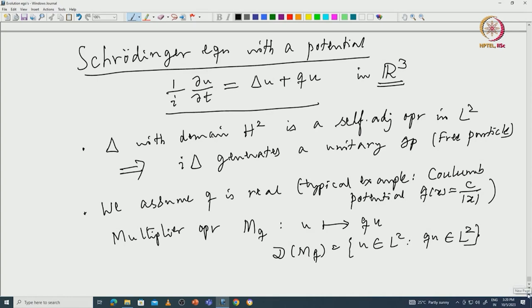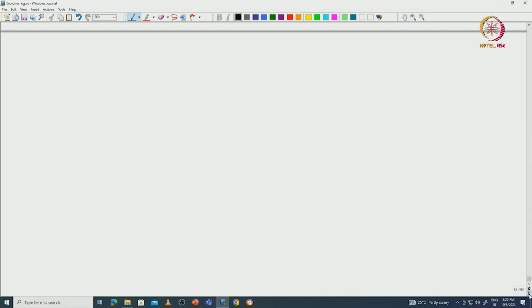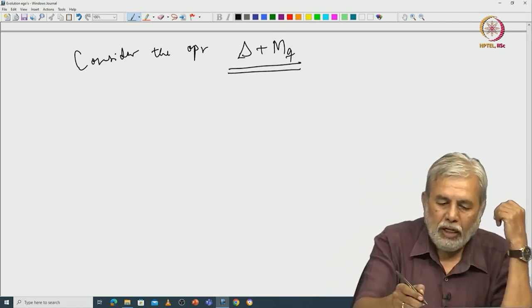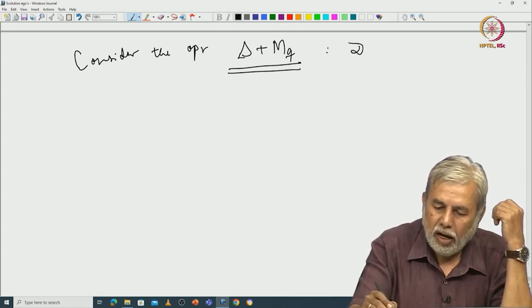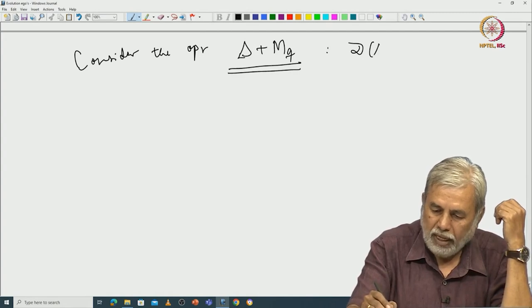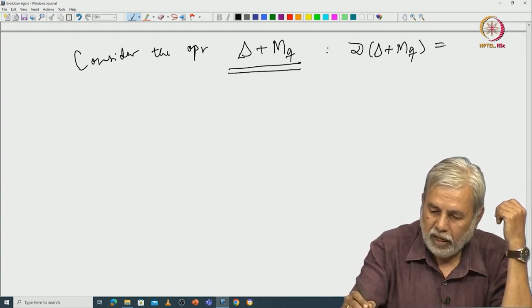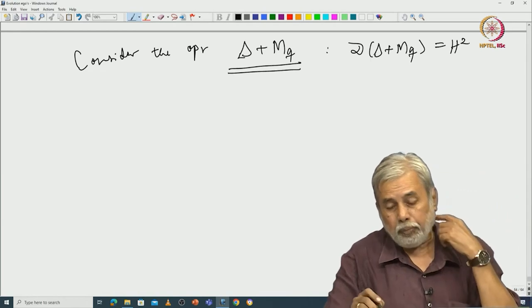Now we have to consider the operator Laplacian plus m q. With appropriate conditions on q, we would like to consider this operator, again called h q. That requires certain conditions on q.